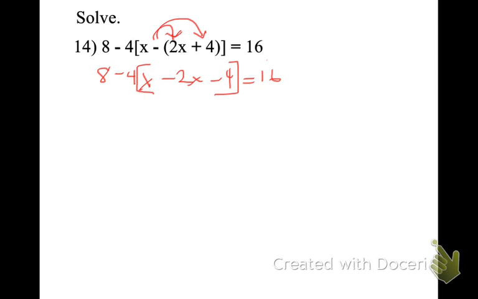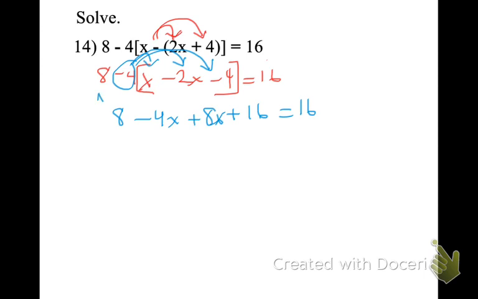We do not do 8 minus 4 first. You still have to distribute that negative 4. So that's going to become a negative 4x. And negative 4 times negative 2x is plus 8x. And negative 4 times negative 4 is plus 16 equals 16. Now remember, we still have that 8. Bring that 8 down.